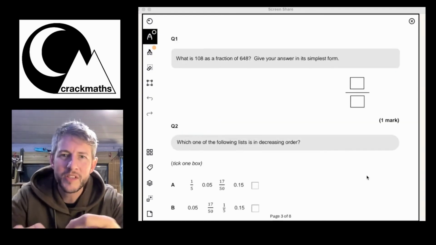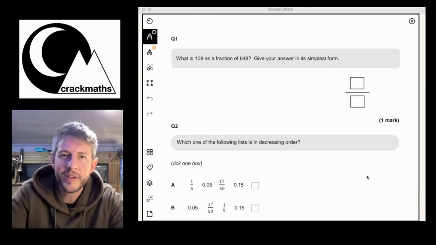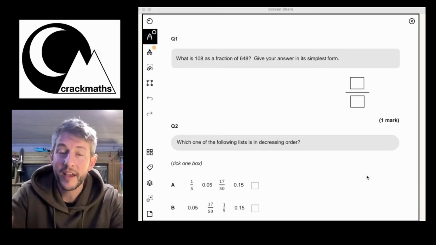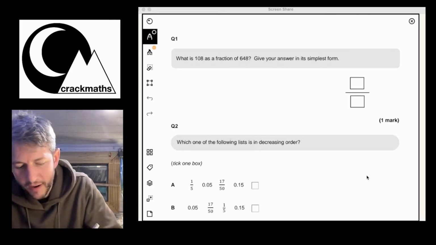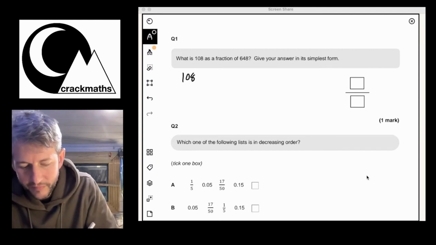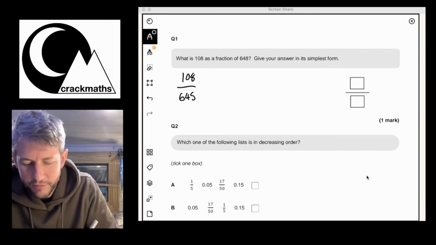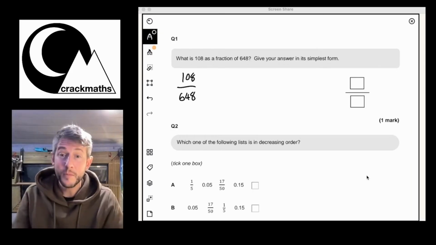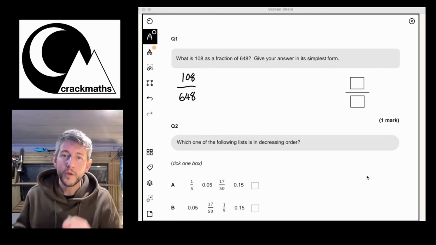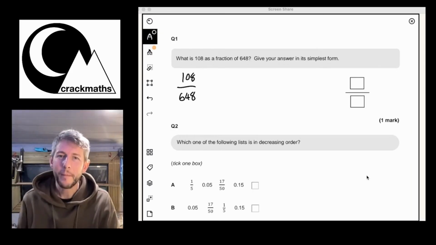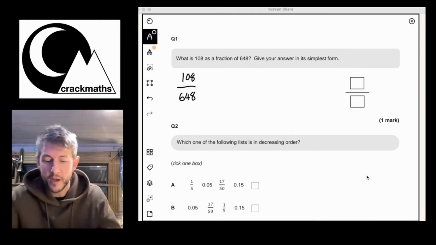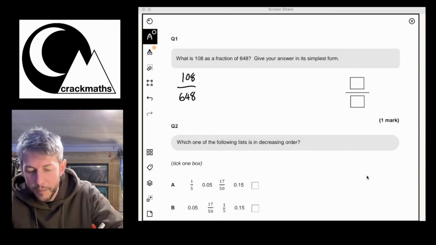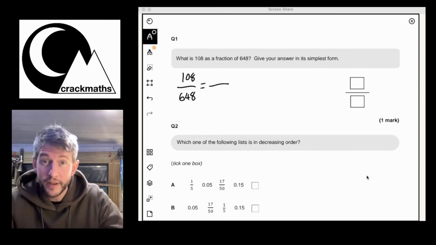So I can see here that question 1 says, what is 108 as a fraction of 648? Give your answer in its simplest form. Right, so in the first instance, I'm just going to write 108 as a fraction of 648. So that simply looks like this. Now, this question is really about our ability to halve numbers in order to simplify this number. So I'm going to look at halving these numbers to keep the fraction equivalent and to get this down.